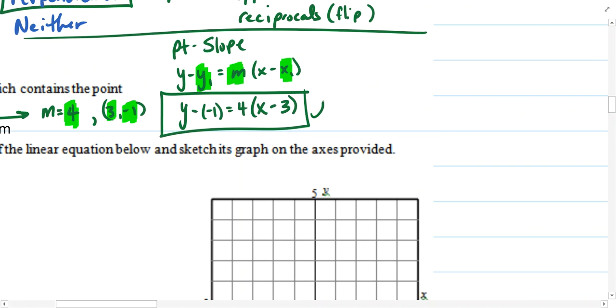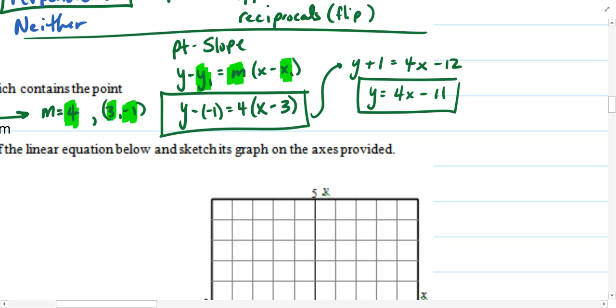If the question is a bit more specific on the exam, we might want to clean this up a little bit. When you subtract a negative 1, that's plus 1. We can distribute the 4 to eliminate the parentheses, and then also we can add 1 to both sides. And now we have 4x minus 11, and that's an equation in slope-intercept form.